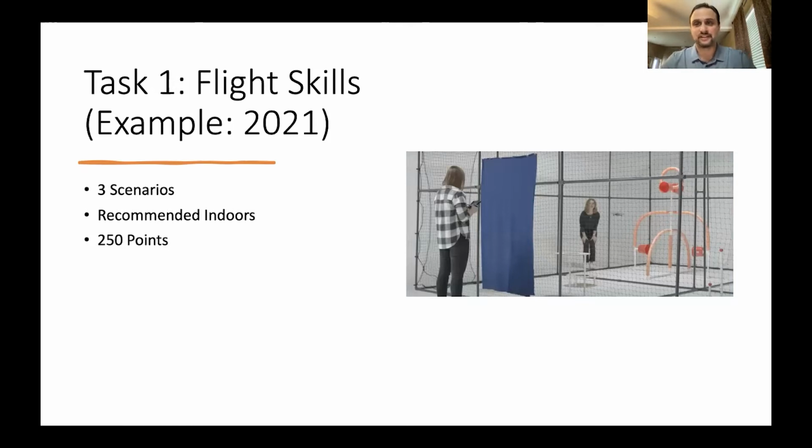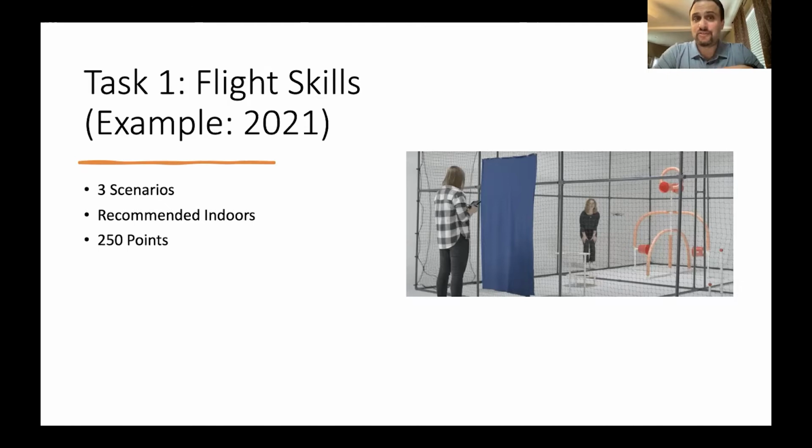So task 1 is flight skills. Once again, this is obvious. There's a drone, and you're going to fly it, and you're going to do something with it. So in the flight skills section, there's going to be 3 tasks or 3 scenarios. Skills USA says to recommend indoors for your training when you're doing this at your school. Skills USA will obviously be indoors inside that stadium, inside a cage like this one you see here. And this task is 250 points. All 4 tasks are 250 points for a total of 1,000 points.